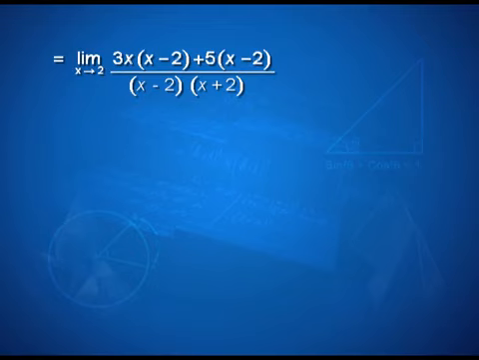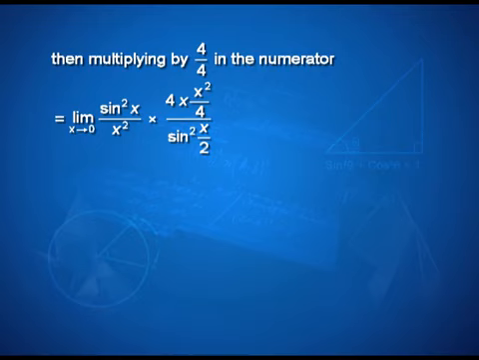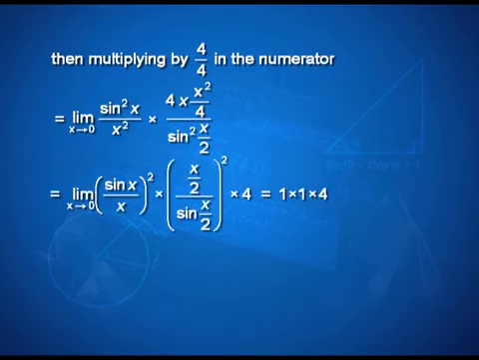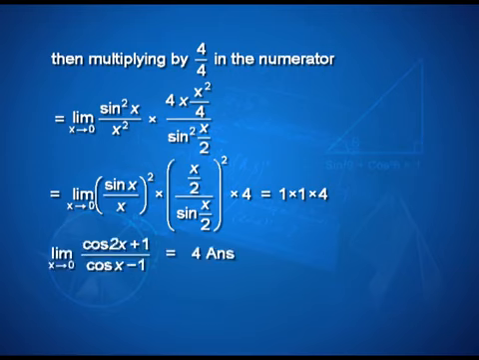Now, multiplying and dividing by x square and then multiplying by 4 upon 4, in the numerator we have limit of (sin square x upon x square) into 4 into (x square upon 4) upon sin square (x upon 2) as x tends to 0, which can be rewritten as limit of (sin x upon x) whole square into (x upon 2) upon (sin (x upon 2)) whole square into 4, that is equal to 1 into 1 into 4, that gives us 4 as the answer.